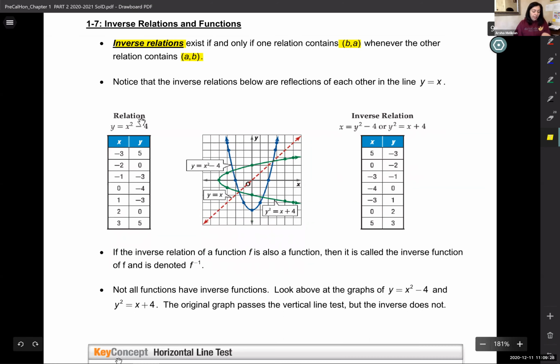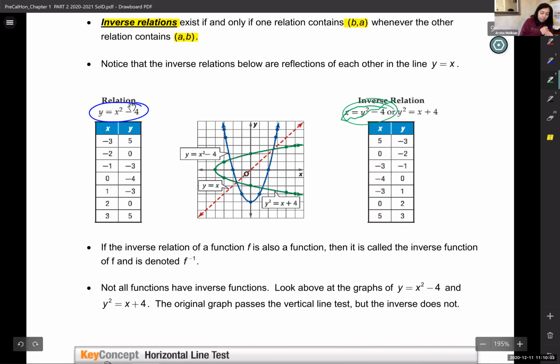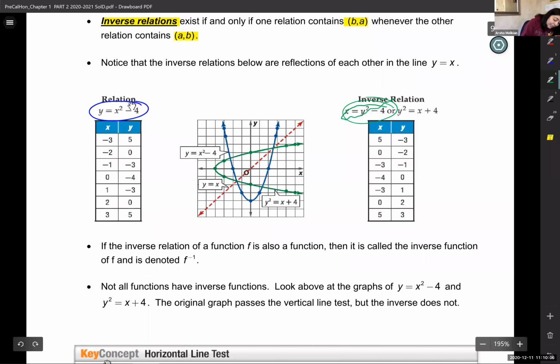Take a look at some inverse relations here. In the first case, what I have here is y equals x squared minus 4, okay? And that's a parabola, right? So let me actually color code this. When you graph that parabola, it's this blue parabola. That's y equals x squared minus 4. The inverse of that is x equals y squared minus 4, or y squared equals x plus 4. And that's this green sideways parabola, right?